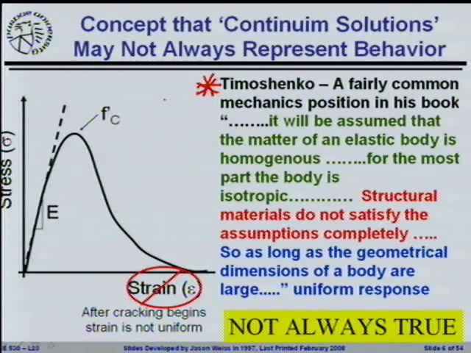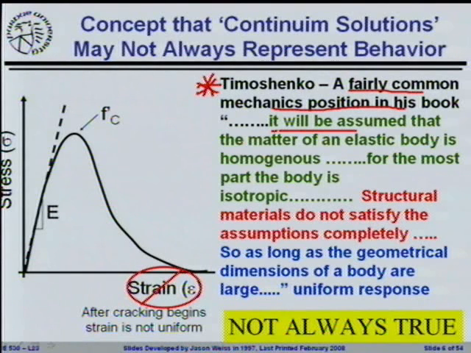In the preface of Timoshenko's book, he starts to talk about some of the assumptions that are made throughout the course of that book and throughout the course of most of mechanics. And what I've done is I've put this in here. This is a fairly common mechanics position that's taken. He says a whole bunch of stuff, and then he says it's going to be assumed that for the matter of this book, the elastic bodies are homogeneous. They're homogeneous. It is one single material. For the most part, the bodies are isotropic, same properties in all directions.